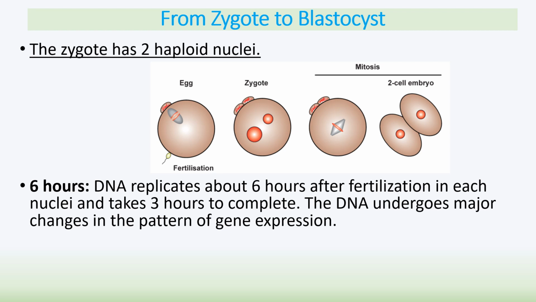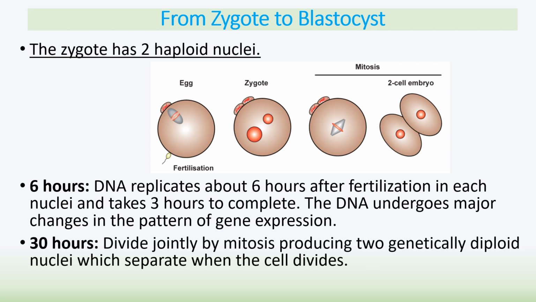hours to complete. The DNA then undergoes major changes in the pattern of gene expression, and by 30 hours, they divide jointly by mitosis, producing two genetically diploid cells, which then undergo cell division as normal. So effectively, they take a bit of time to fuse together and form one nucleus, and then from then on, it becomes diploid mitosis.